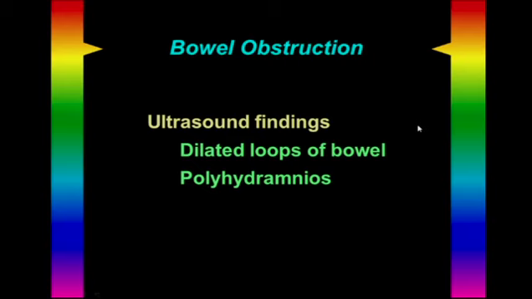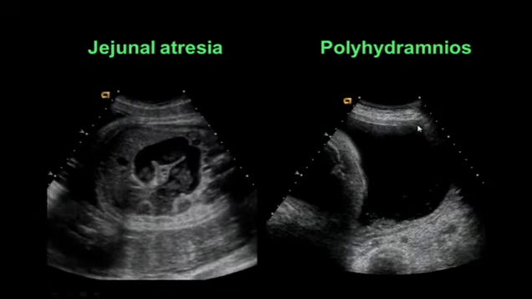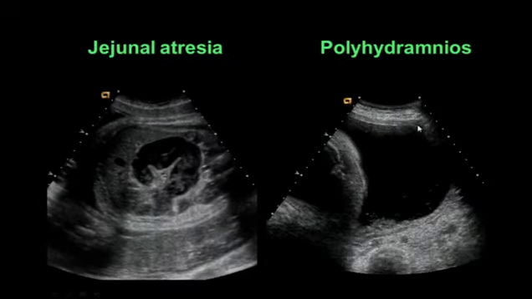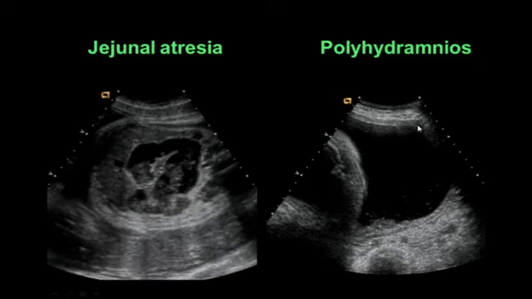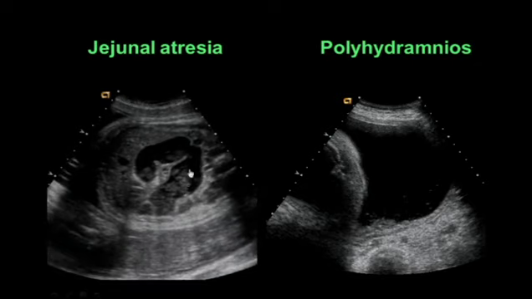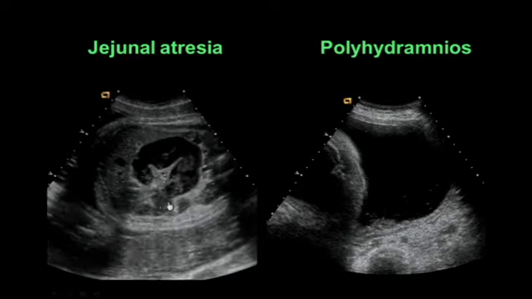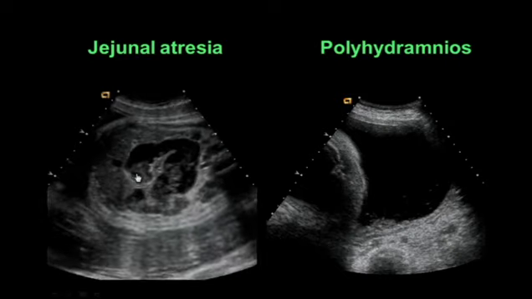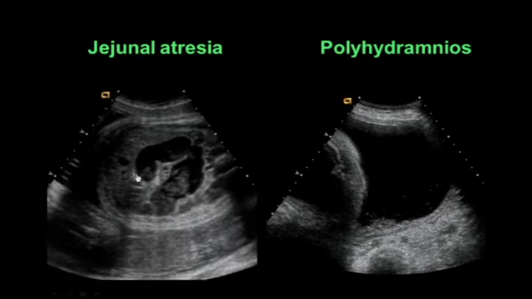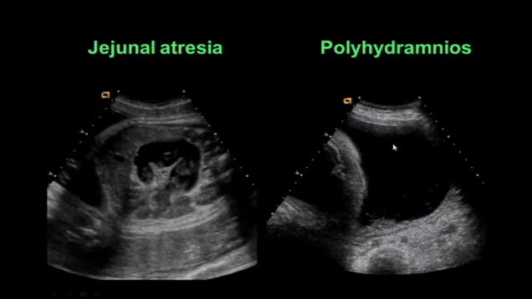The findings are dilated loops of bowel and polyhydramnios. The more proximal the obstruction, the greater the polyhydramnios, and the fewer the loops of bowel. The more distal the obstruction, the more dilated loops you will see, and the less degree of polyhydramnios. So here's a fetus with a fairly proximal intestinal obstruction. At the level of the jejunum, we see 1 dilated loop of bowel here, peristalsing, but this cannot process the fluid past this point, and we see mild polyhydramnios here.